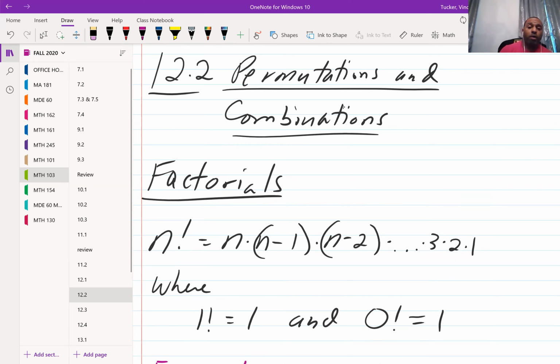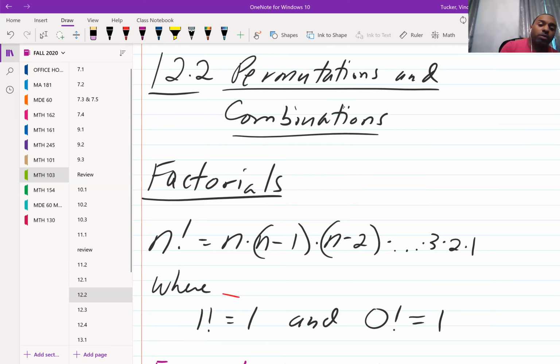So we're just letting n represent any number right now. We'll put a number on it in a second. Whatever number you're using, you just count down by ones all the way down to 1 and multiply those numbers together. So if you had 100 factorial, 100 exclamation point, that would be 100 times 99 times 98 times 97 times 96, all the way down to 1, and you multiply those numbers together.